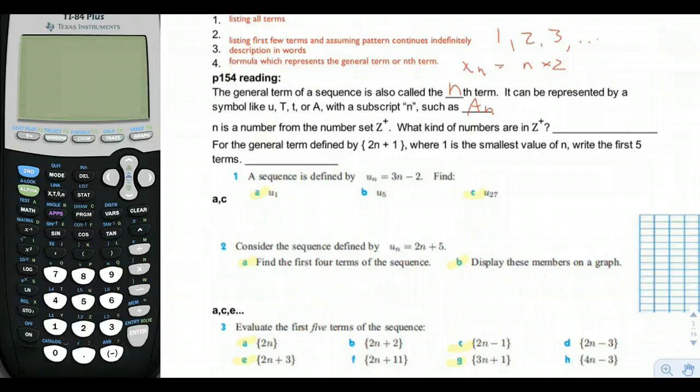What kind of numbers are in Z plus? Well, Z is the set of integers. Positive just means the positive integers, so we'll write that it's the positive integers.